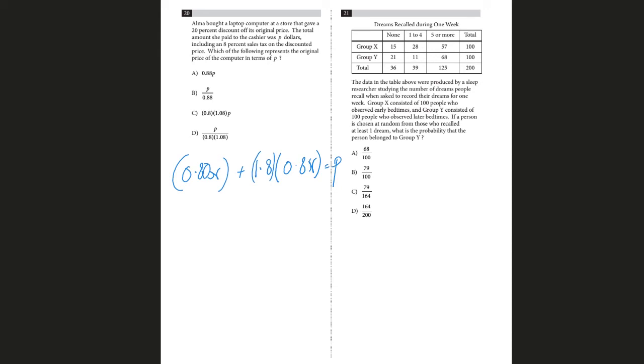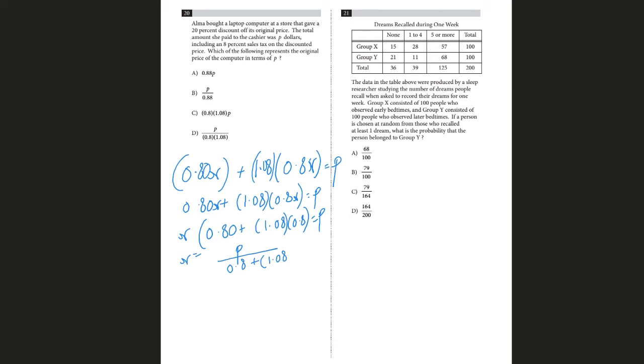So now what we have to do is just make x the subject. So basically, you have 0.80x plus 1.08, actually, no, it's not 1.8, it's 1.08. So 1.08 times 0.8x is equal to P. You just make x common, and then you have (1 plus 1.08 times 0.8) x equal to P. So x is equal to P upon 0.8 plus 1.08 multiplied by 0.8. So there we go. So the answer here should be D.